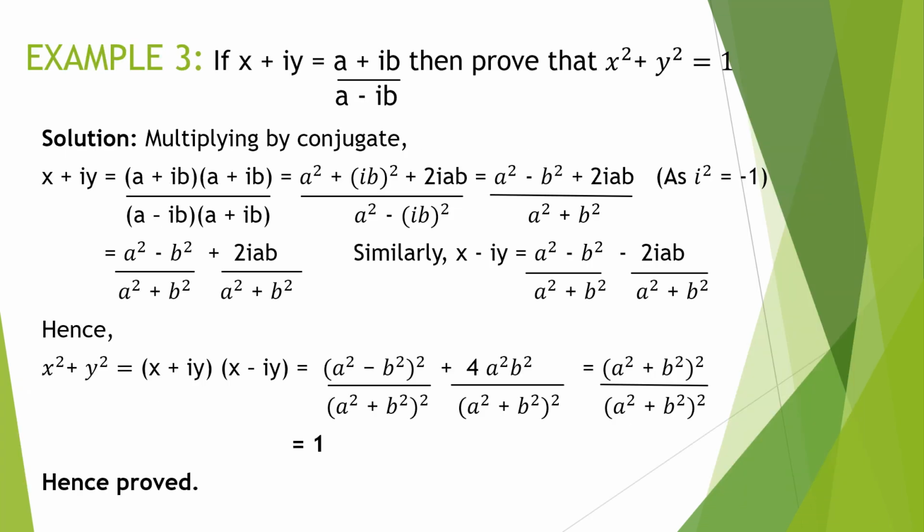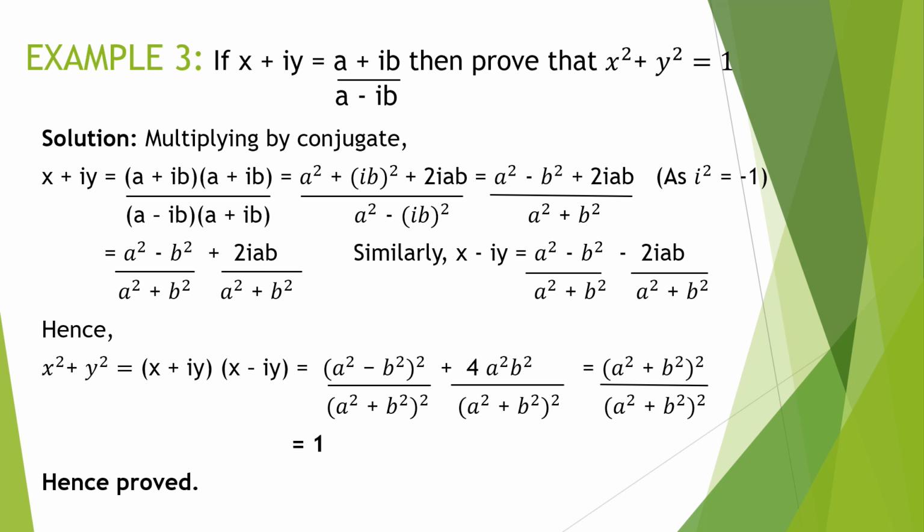Now example 3, we try to do different types of examples based on complex numbers. If x plus iy is equal to a plus ib upon a minus ib, then prove that x square plus y square is equal to 1. Remember, in all the examples we'll try to use the concepts which we have seen till now. First thing, for simplification we try to multiply by the conjugate. So for simplifying the denominator, we multiply and divide by a plus ib. So now the numerator is a plus ib whole square, and the denominator is of the form x minus y into x plus y, which is x square minus y square.